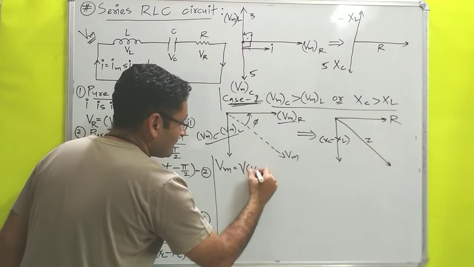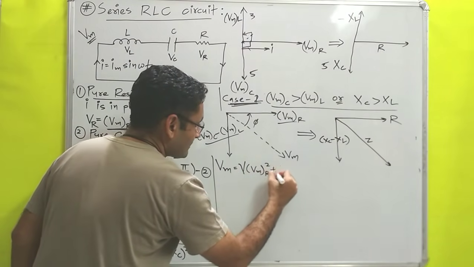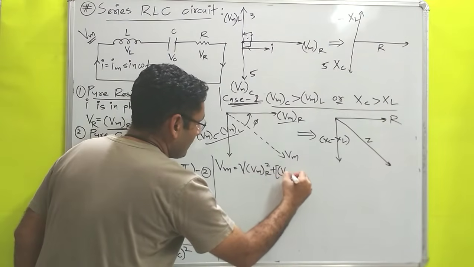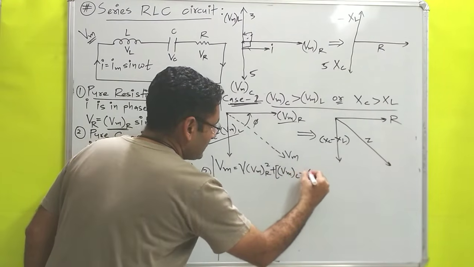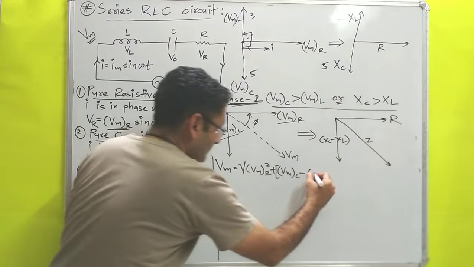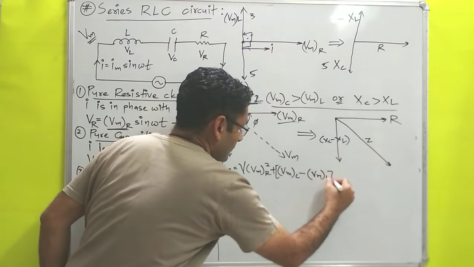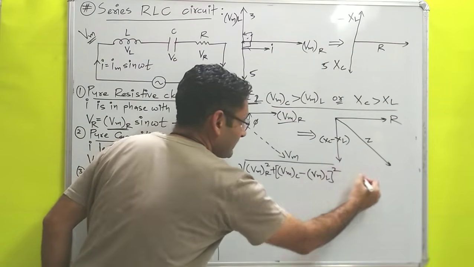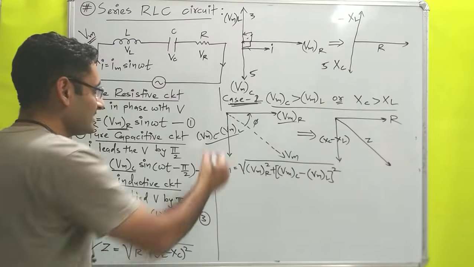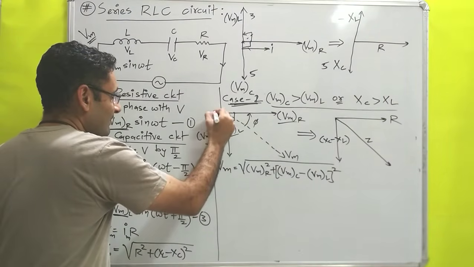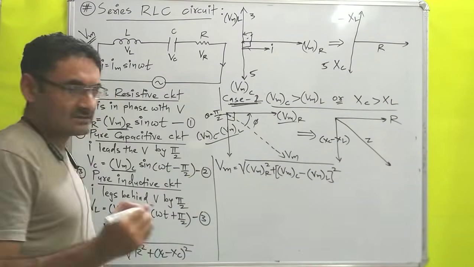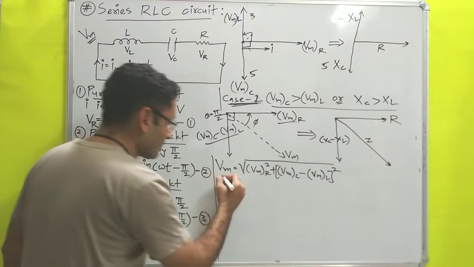Under the square root, the first vector is Vm of R squared, plus the next vector Vm of C minus Vm of L, whole squared, plus the remaining cos theta term. Theta is pi by 2, so cos pi by 2, or cos 90, is 0, so we need not write it.